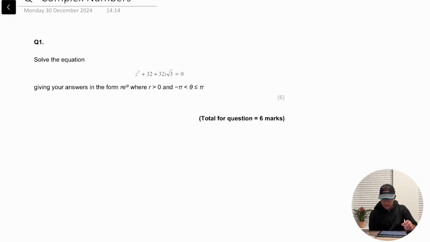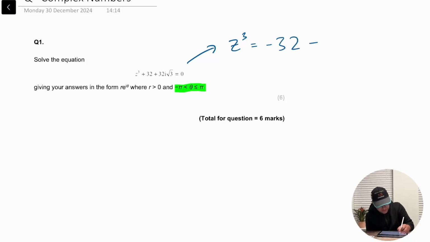Question 1. z cubed plus 32 plus 32i root 3 equals 0, giving your answers in the form r e to the i theta, r greater than 0, r being the modulus, and the argument being between minus pi and pi. Cool. So firstly, let me just put it into a better format, so let's just try and visualize what's happening first.